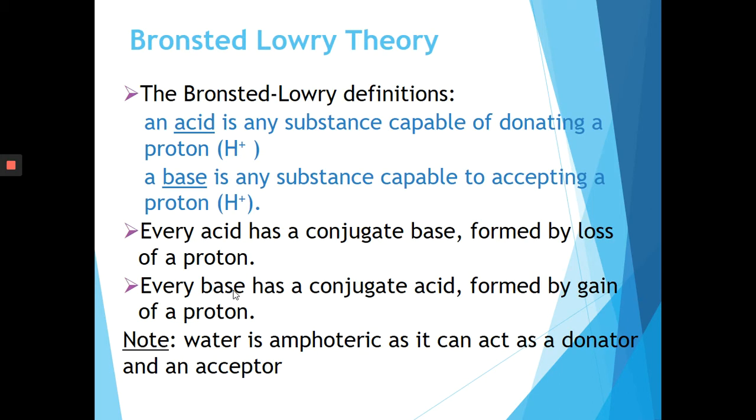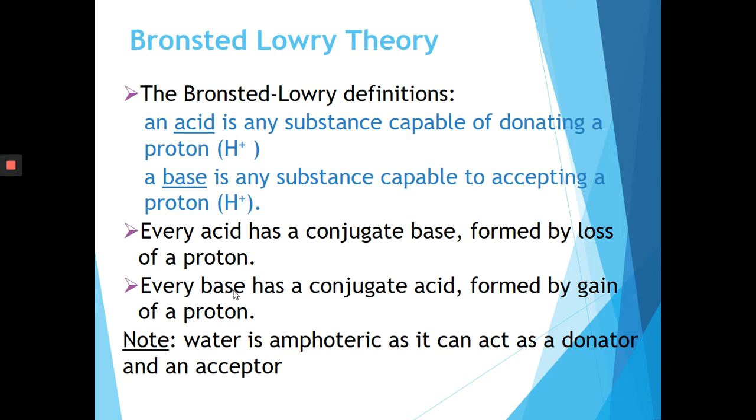Right, we need to know what these definitions are. We need to know that an acid is a substance that's capable of donating a proton, an H positive ion. We need to know that a base is a substance that is capable of accepting a proton, an H positive ion. This is if we're asked to state the Bronsted-Lowry definition for an acid or a base.